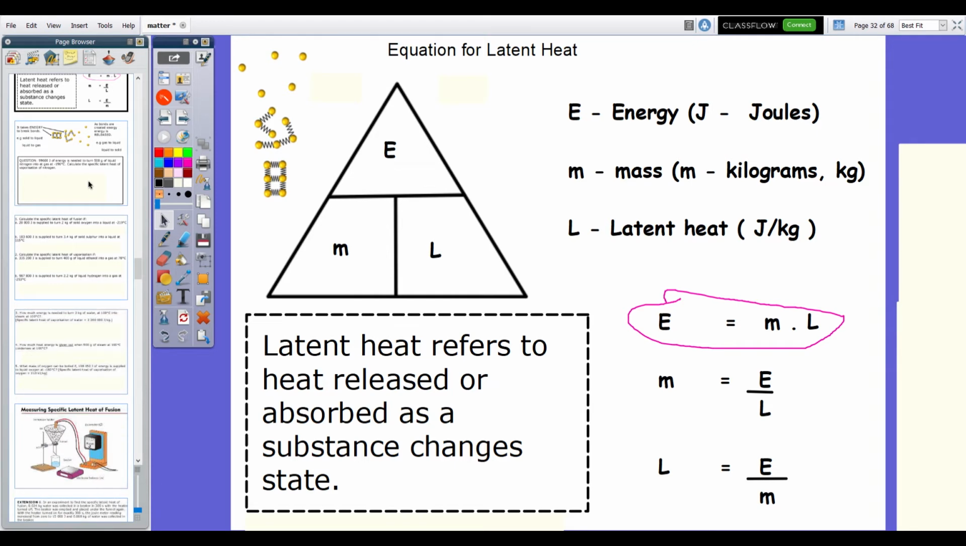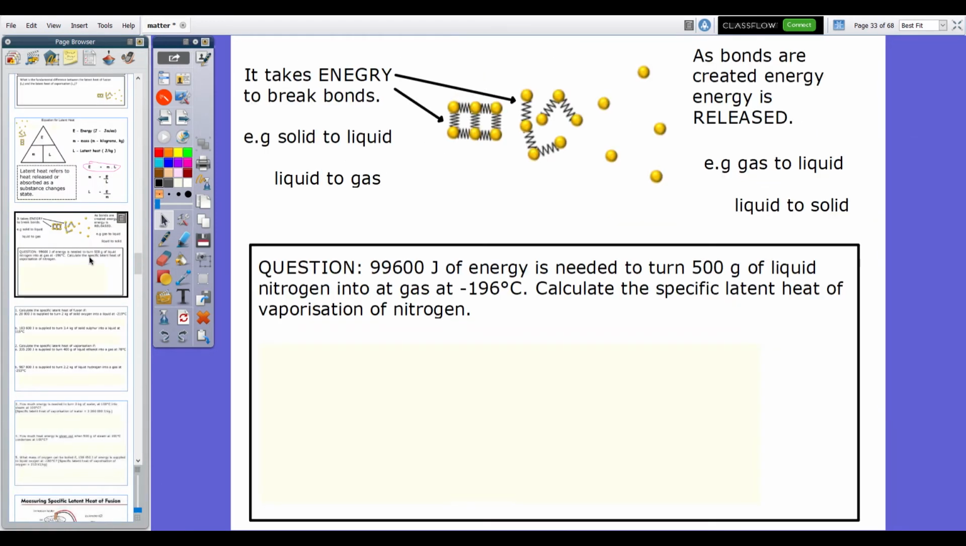Okay, let's move on and do our first question. Question: 99,600 joules of energy is needed to turn 50 grams of liquid nitrogen into a gas at -196. Okay, so we've got 3 bits of data. One of them is redundant. Calculate the specific heat of vaporization of nitrogen.